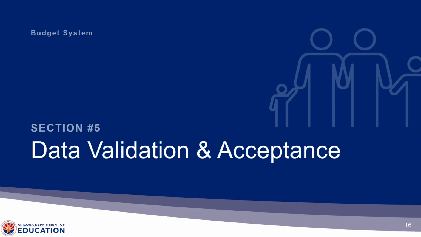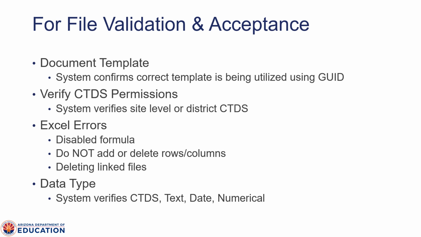Next, we will review the data validation and acceptance tests put in place within the budget system. There are 4 types of file validation and acceptance tests put in place within the budget system. The first is document template. If you upload the wrong file to a template, such as a budget file to an annual financial report template, your file will automatically get rejected. The next type is CTDS permissions. As in Common Logon, the system will verify that all CTDS fields are filled out.